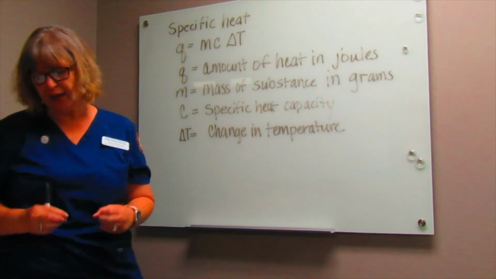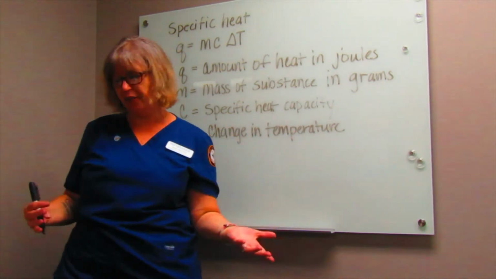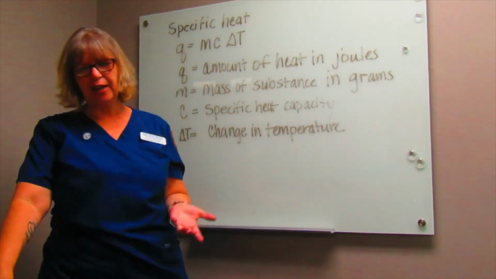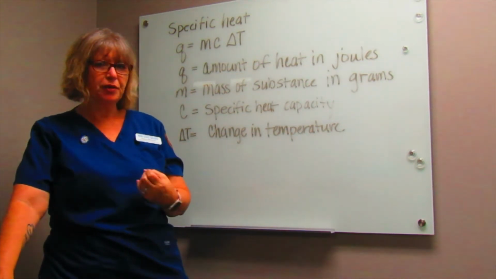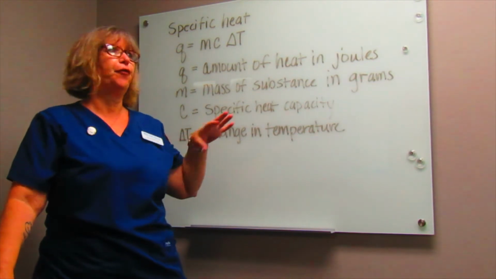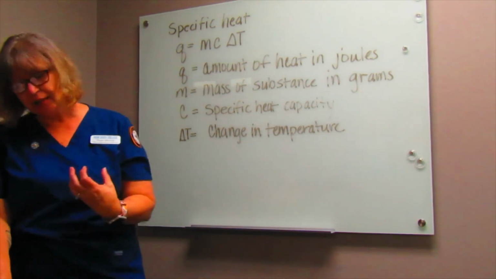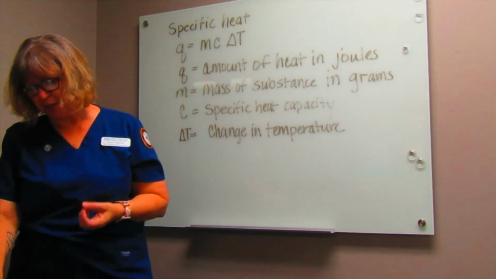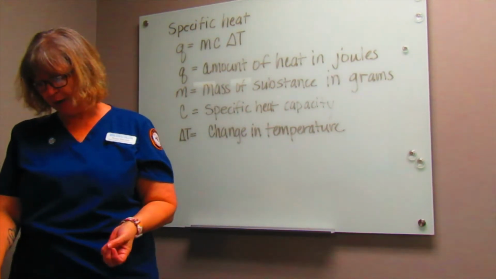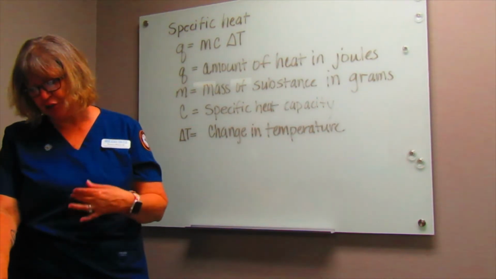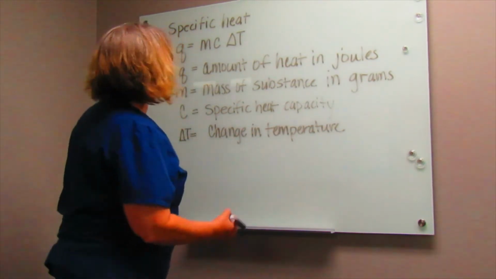Okay, so specific heat. Specific heat capacity, or the shorter version, specific heat. The specific heat capacity of a substance is the quantity of heat, usually in joules, since that's our standard unit of energy for science, that is required to change the temperature of 1 gram of any substance by 1 degree, okay? The specific heat capacity has units of joules per gram per degree Celsius, right? So that's a lot.